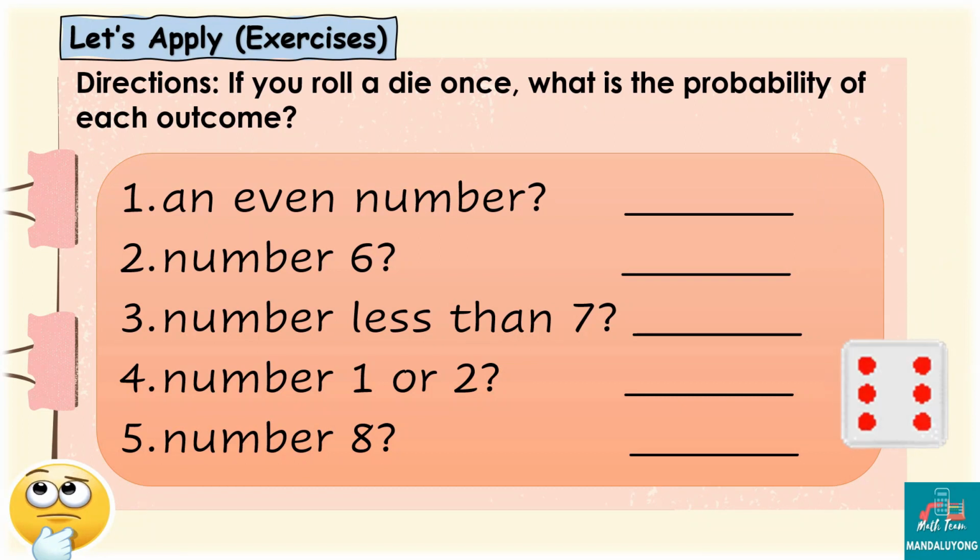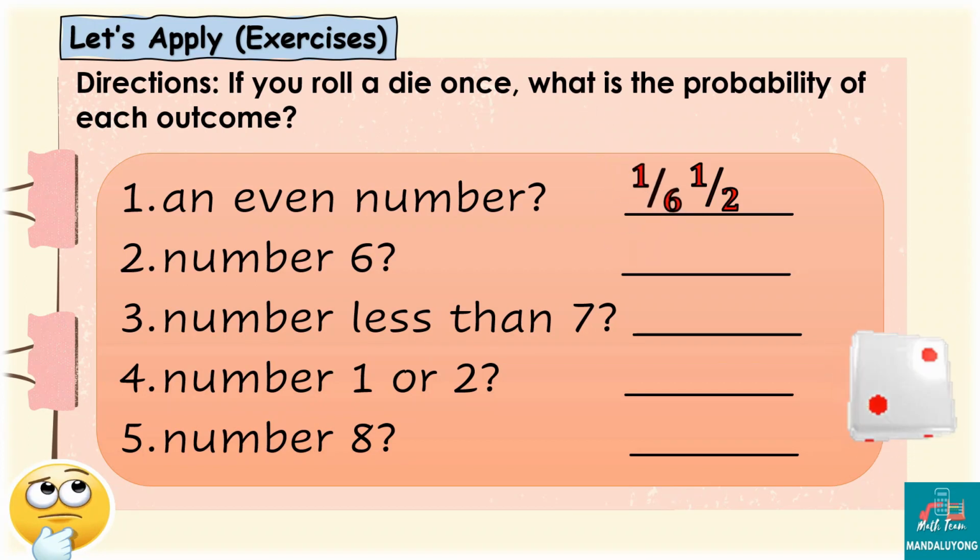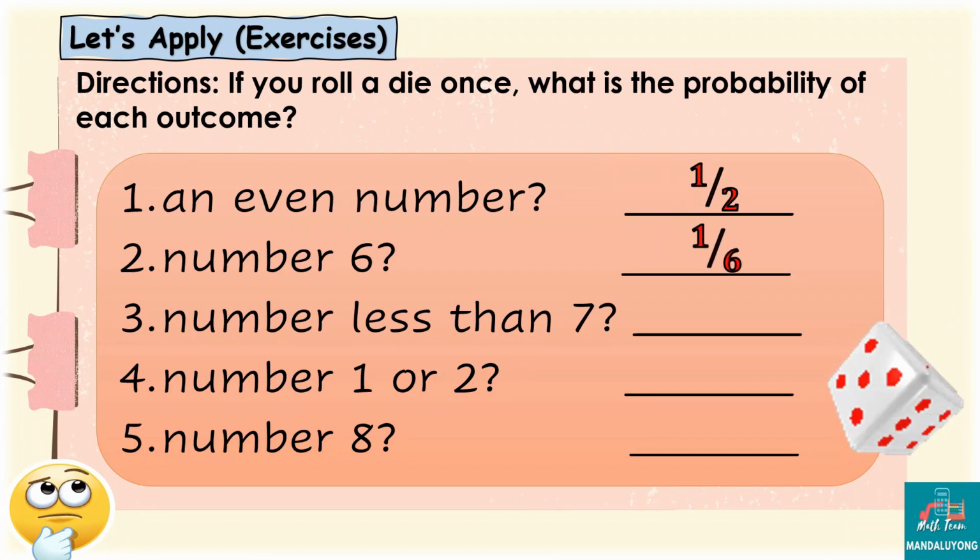Ngayon, tingnan natin kung tama ang inyong mga naging sagot. The probability of getting an even number is 1/2. Number 2, the probability of getting number 6 is 1/6.